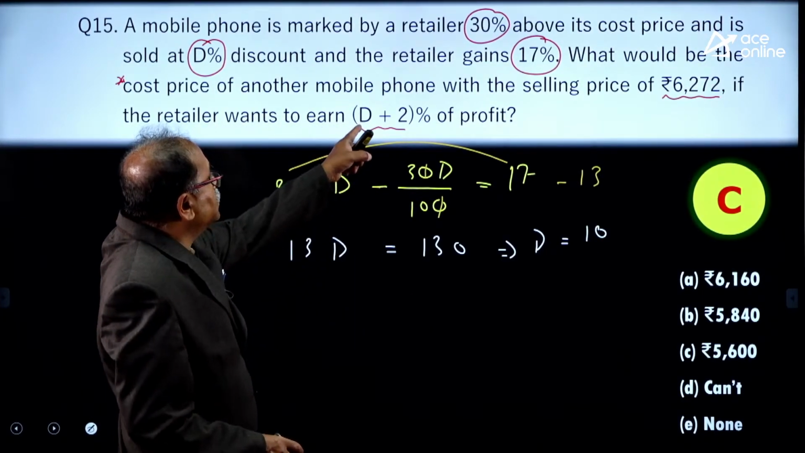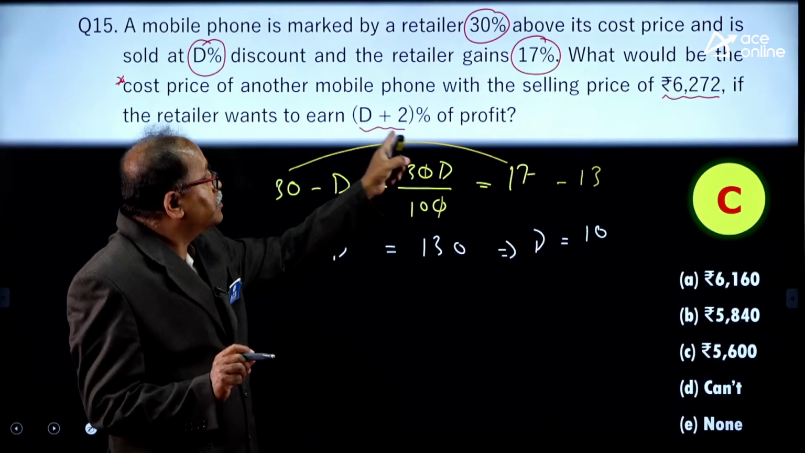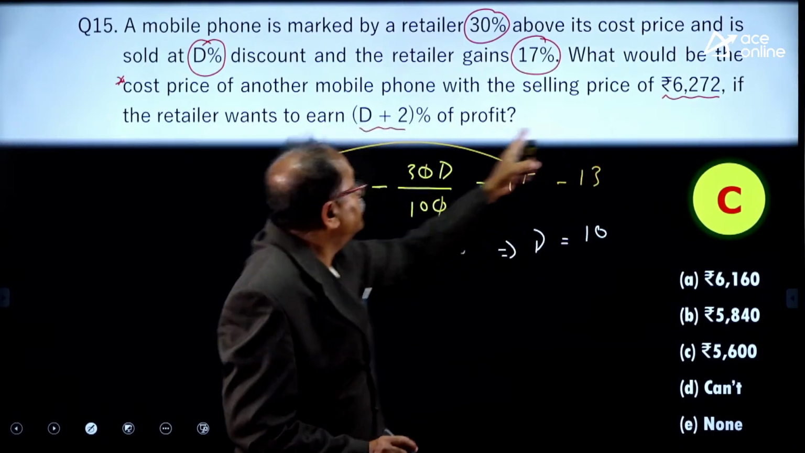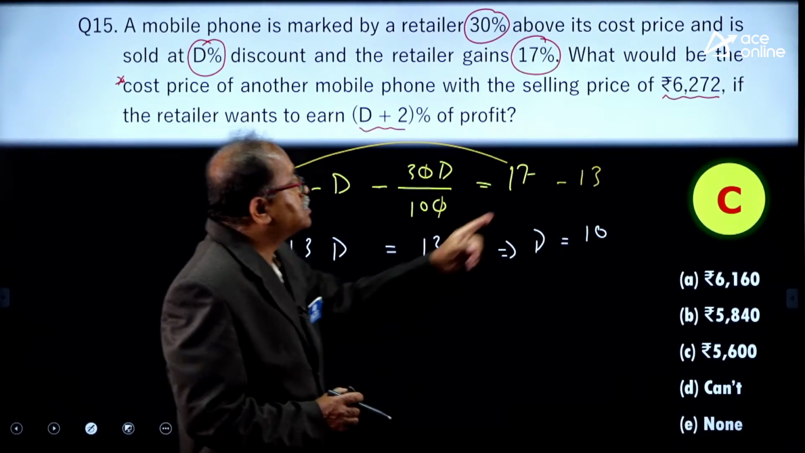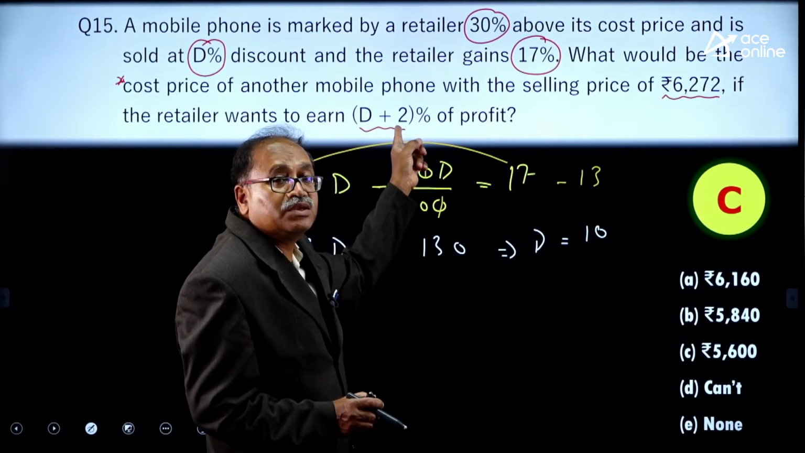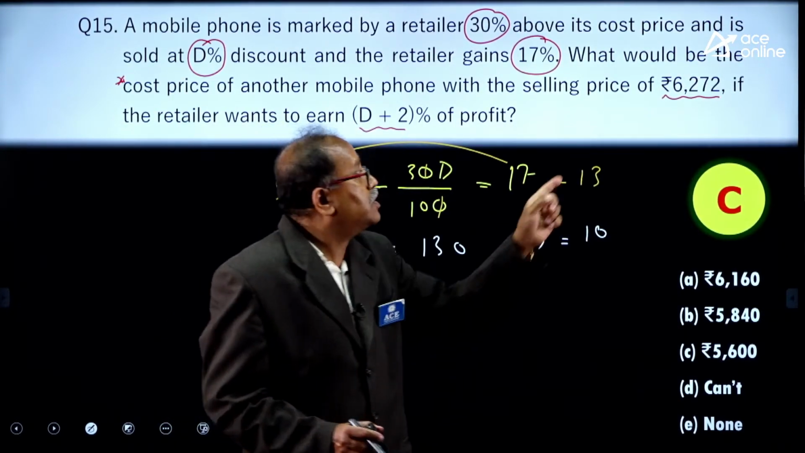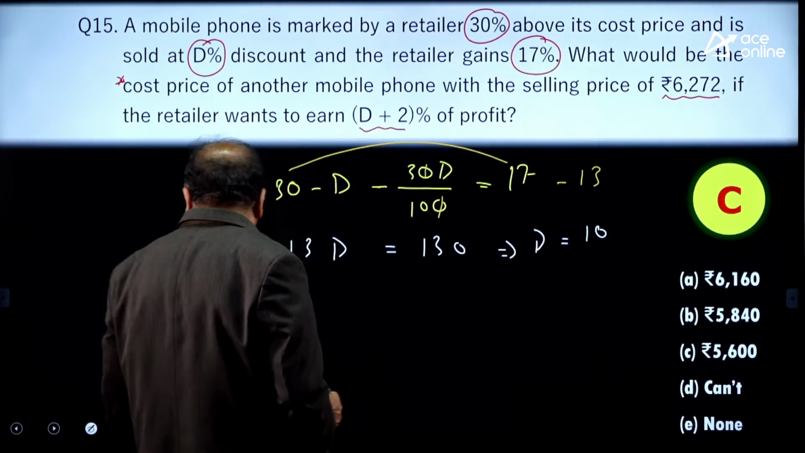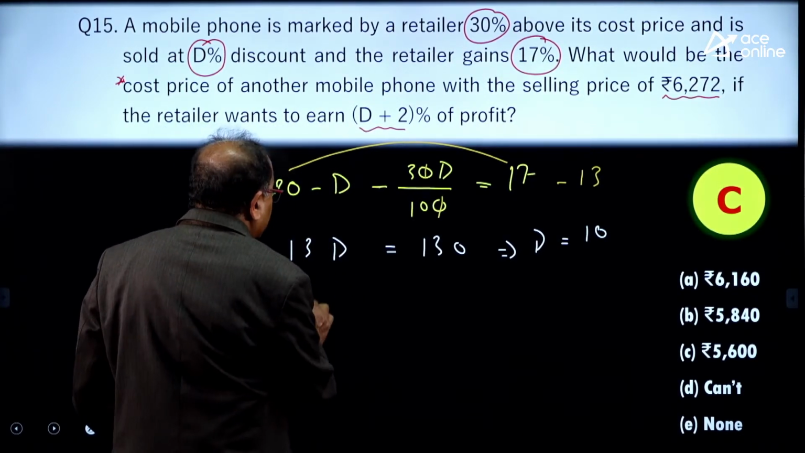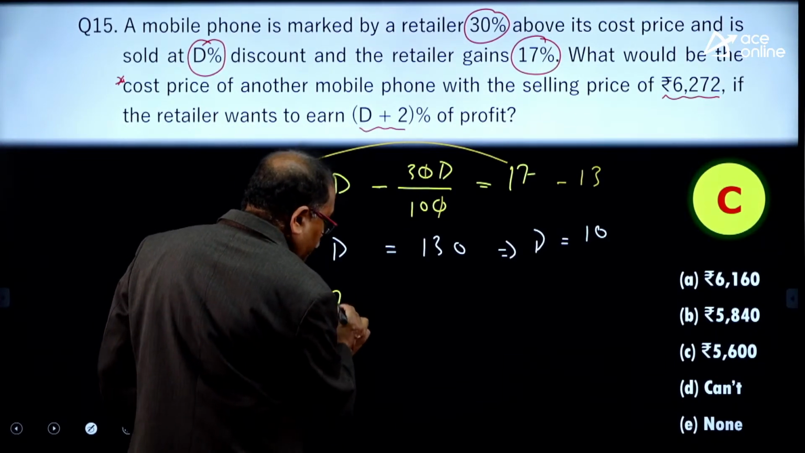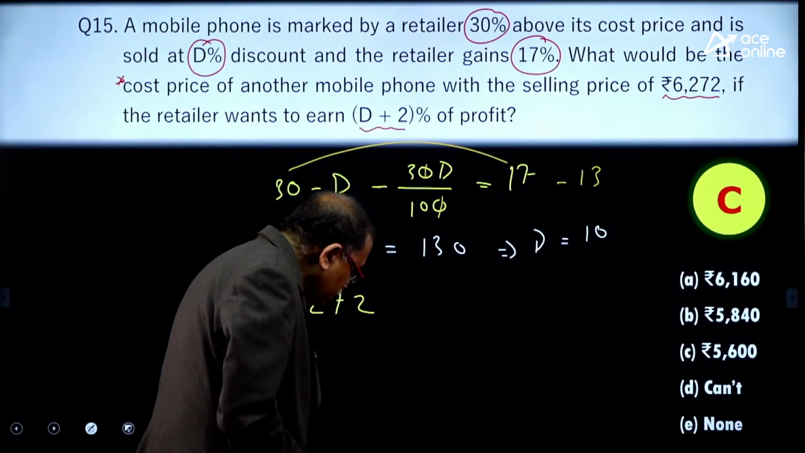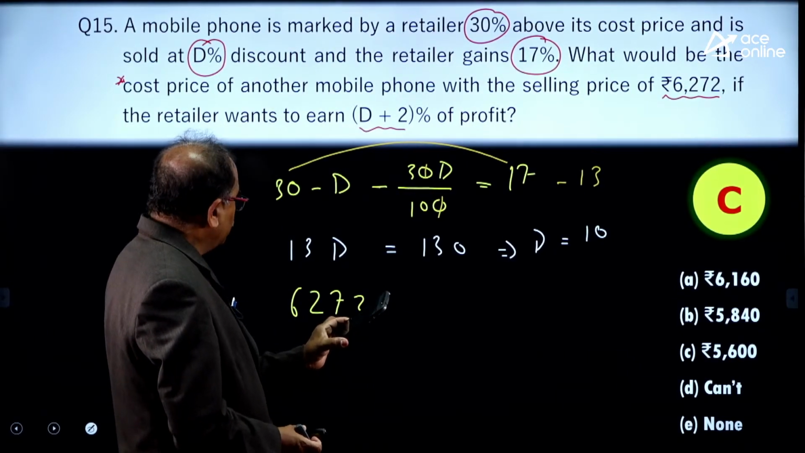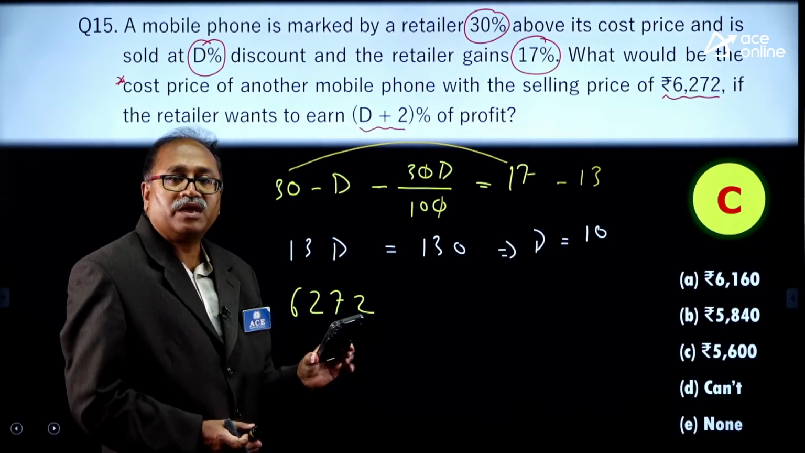In the second case, it says D plus 2% profit, that is 10 plus 2, 12% profit, and we have the selling price. We need to find out the cost price. So, this selling price is 10 plus 2, 12% profit, 100 plus 12, 112% is there. I need to find out 100%, that is cost price. So, how is it? Here that 6272. Anyone got the answer? Got the answer? Okay. 6272 into 100 by 112.